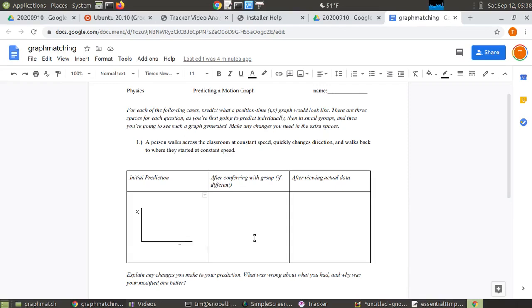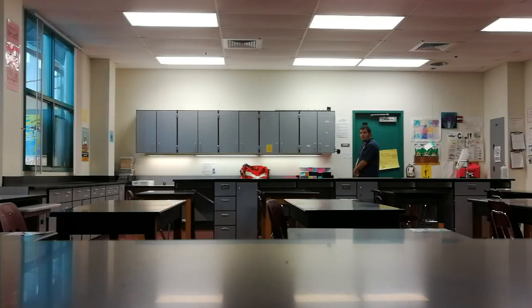We're then going to look at the motion, and there's a computer program called Tracker which does something called video analysis. That will let us take a look at a moving object and see what the graph really looks like. So if you need to change it here, you can do that. And then there'll be a place for you to explain why your thinking evolved. So let's take a look at this first motion. All right, here I go. Graph number 1.